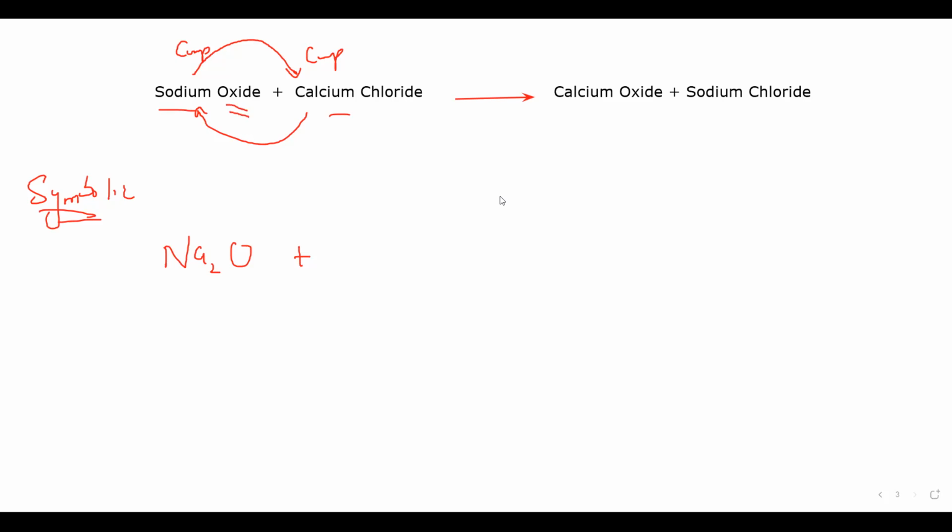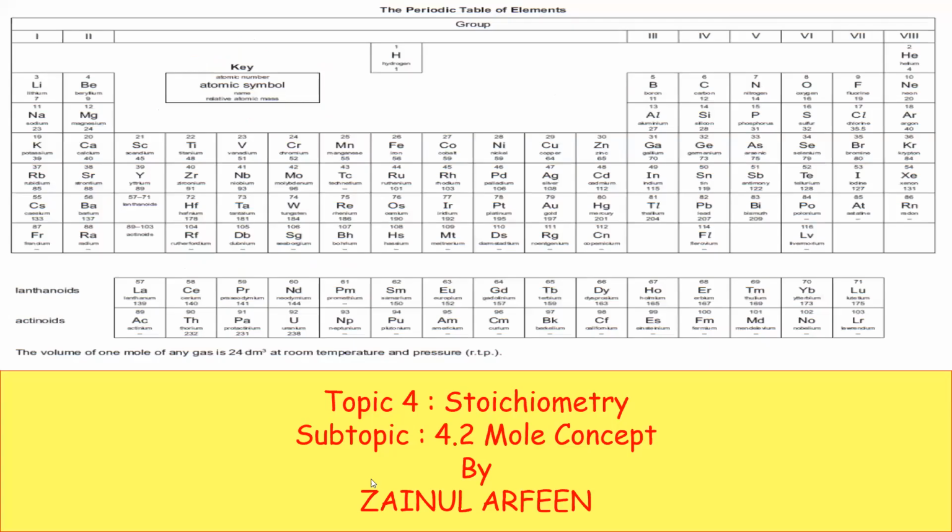Why is it Na2? Because when you check the periodic table, this is how we write the formula of the compound. Sodium is in group 1. So if it is group 1, the valency is plus 1. Oxygen is group 6, so its valency is minus 2. And we discussed how to write a formula of a compound. So sodium is group 1, which is plus 1, and oxygen is group 6, which is minus 2.